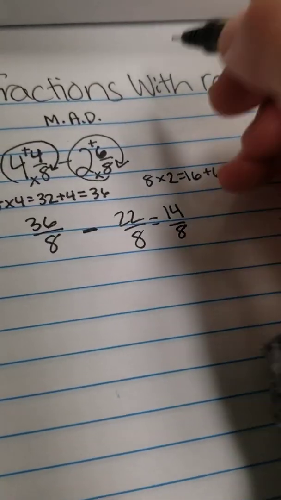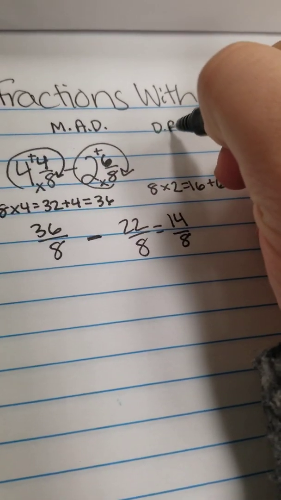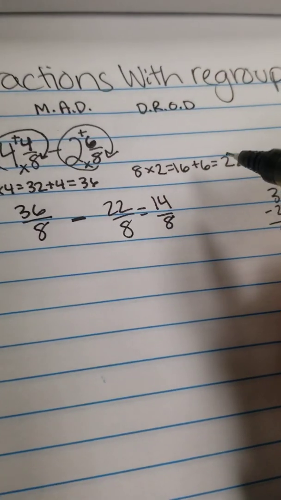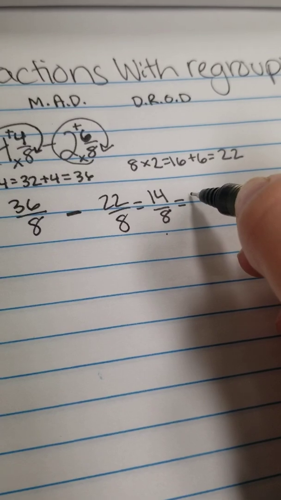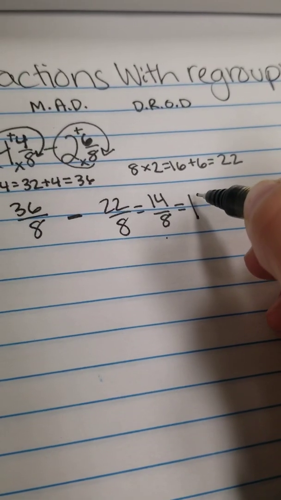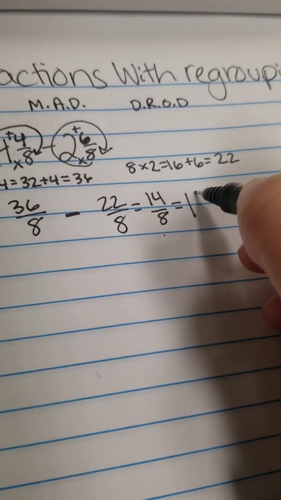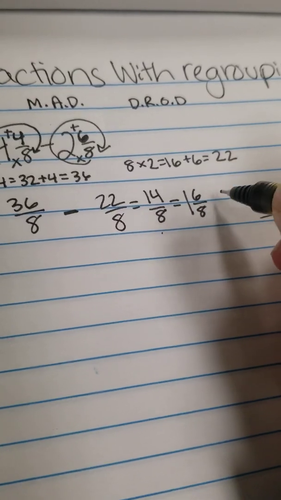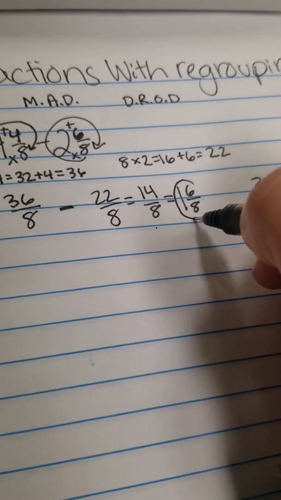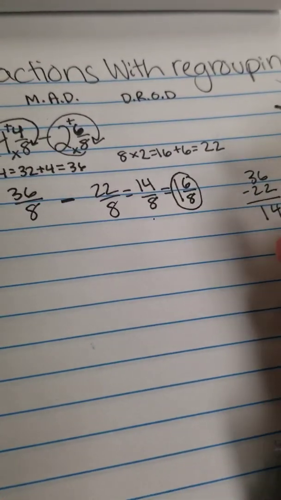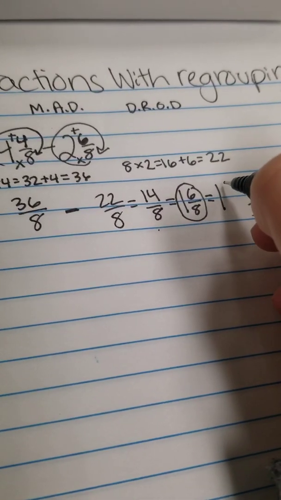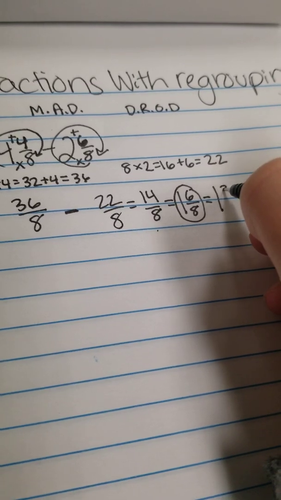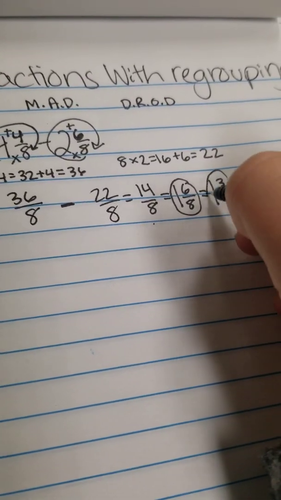So a great strategy for that is divide, remainder over denominator. Okay, so 14 divided by 8. 8 goes into 14 one time with a remainder of 6 out of 8. So that is our final answer. This can also be simplified into 1 and 3/4.